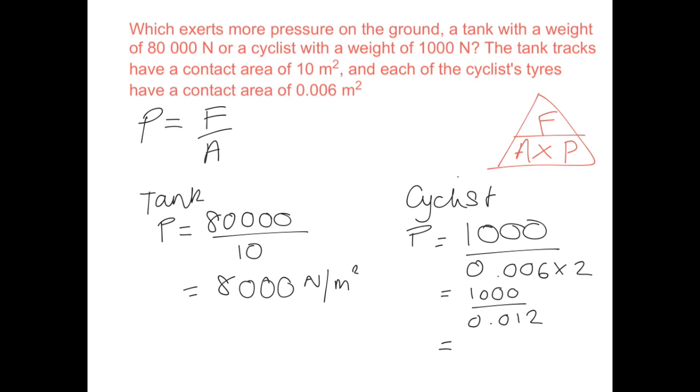And the answer here is 83,333 newtons per meter squared. So, as you can see, it's obvious that the cyclist exerts more pressure because their pressure is 83,333. So make sure you write that the cyclist is the answer.